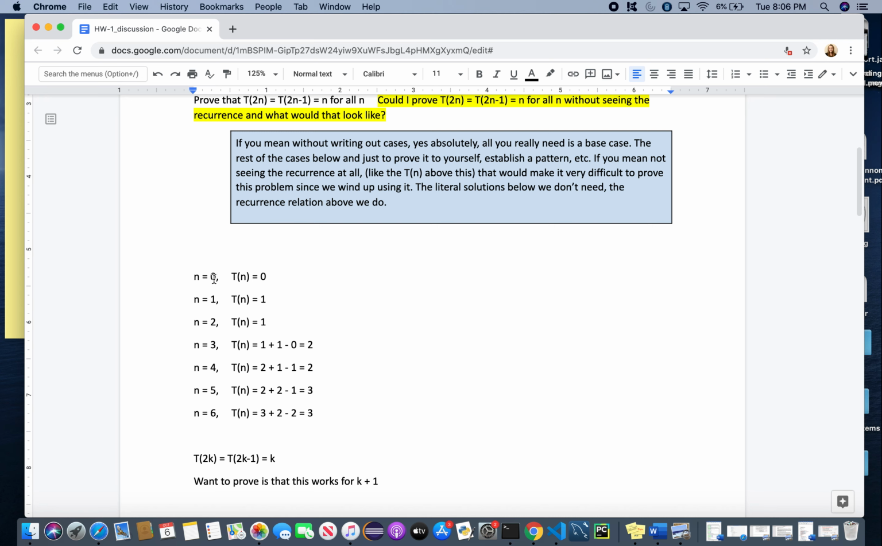But what we want to prove is that for any number n, which we move to k, but right now it's n, this works for any number up to n, and then what we want to prove is n plus 1, so that we can prove that any arbitrary number will work. So you don't need to put these actual ones.